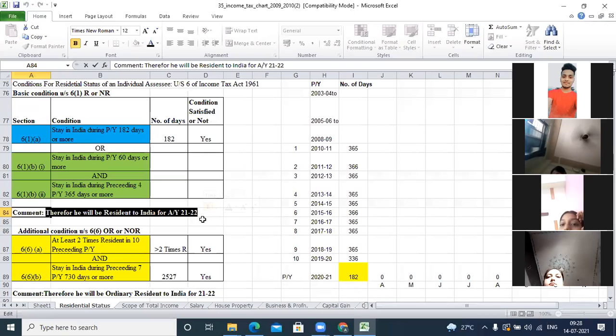he will be resident to India for the assessment year 21-22. Full stop.